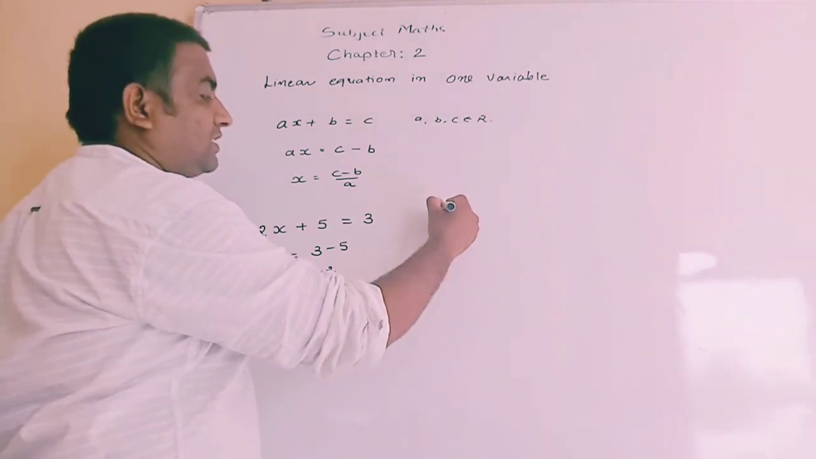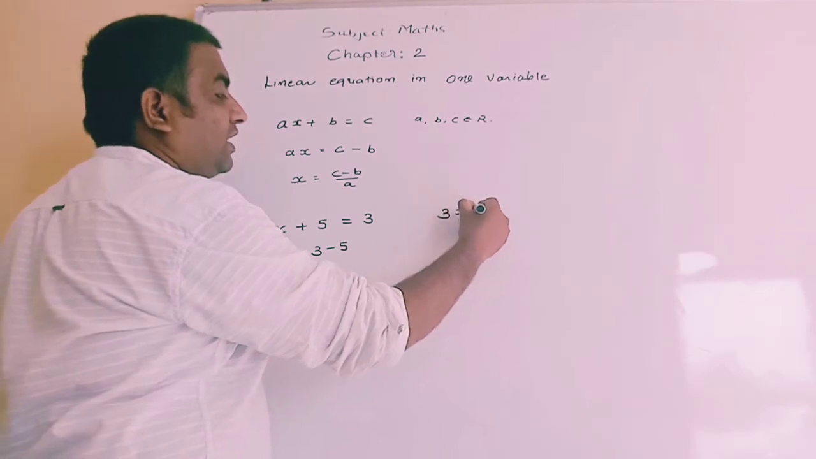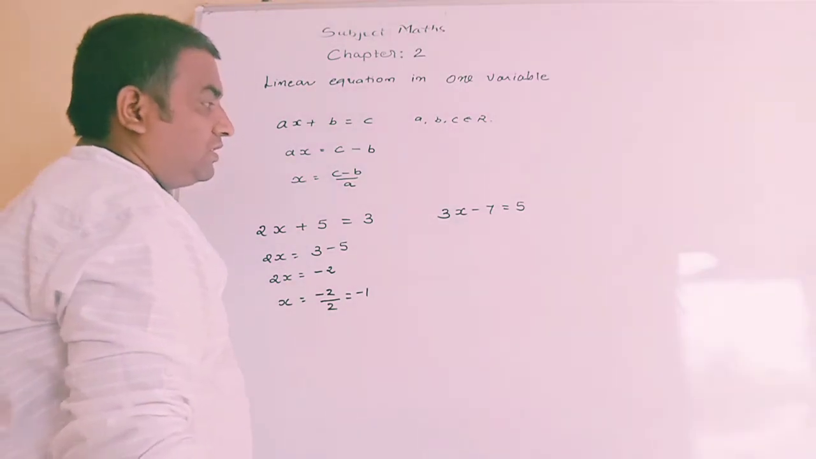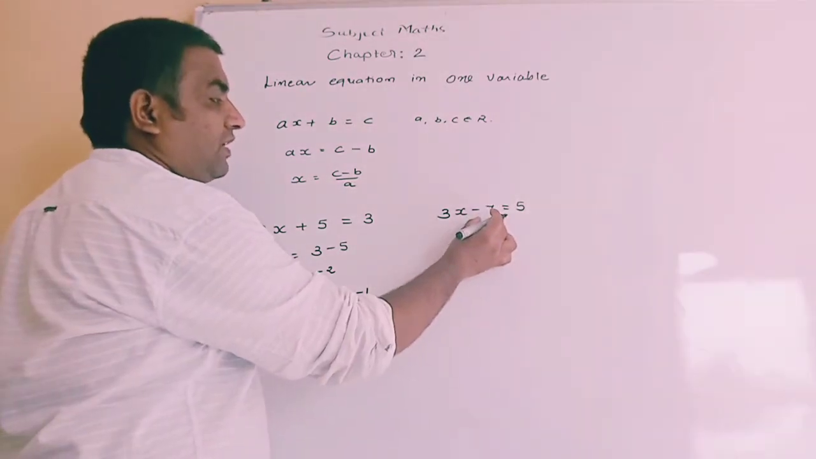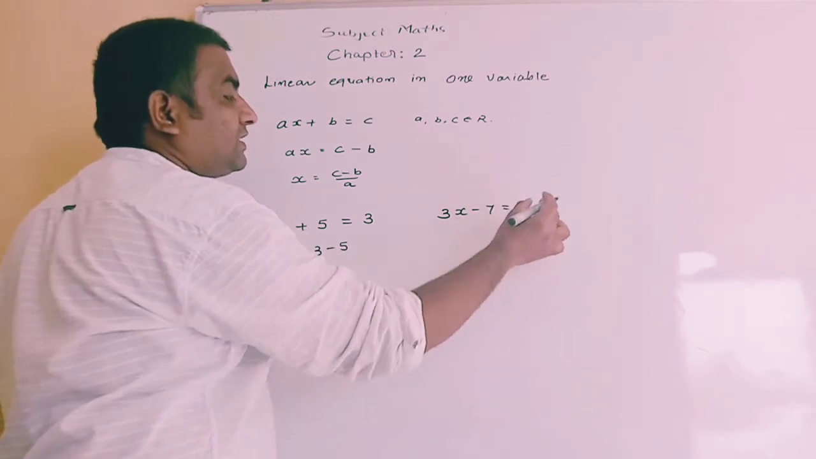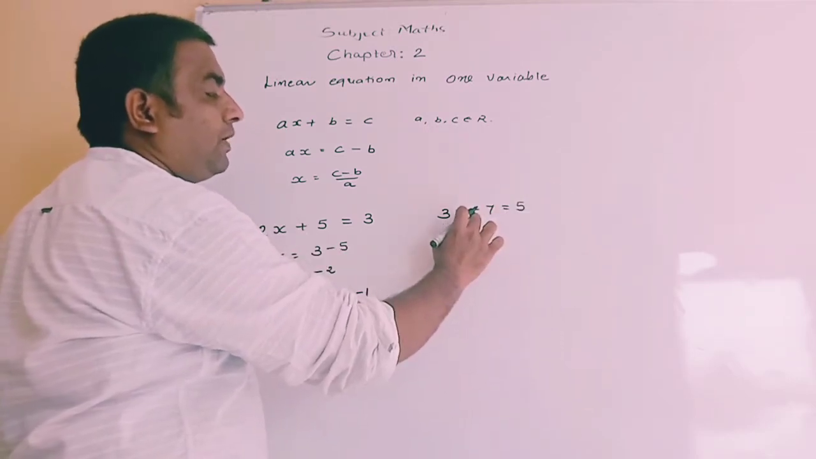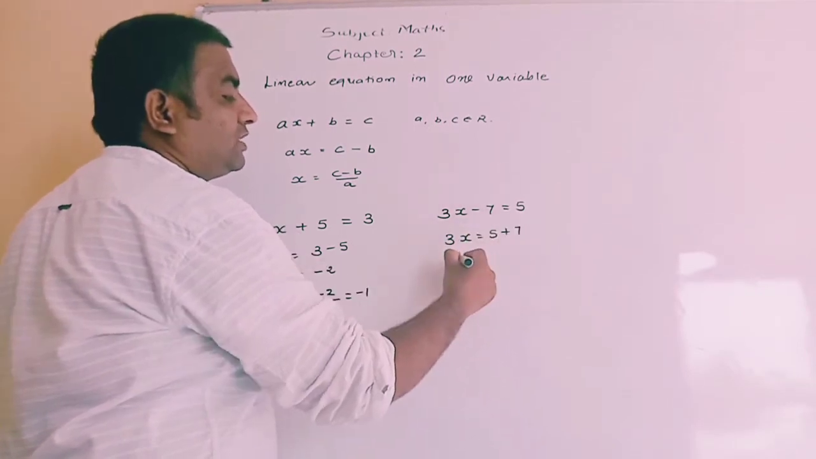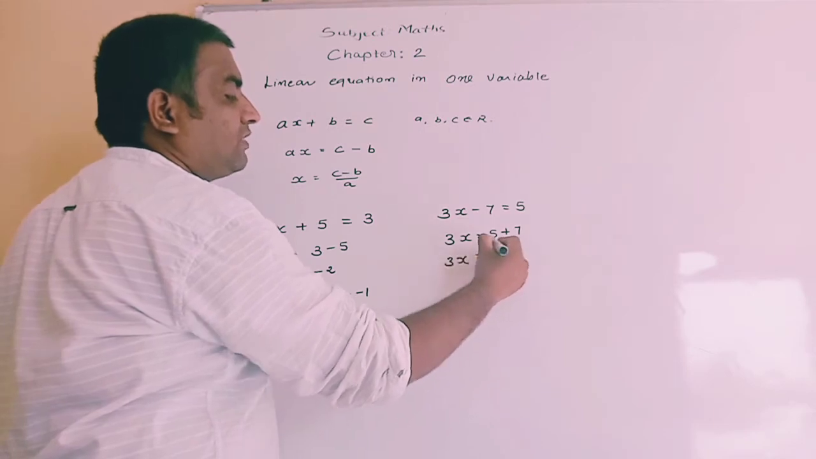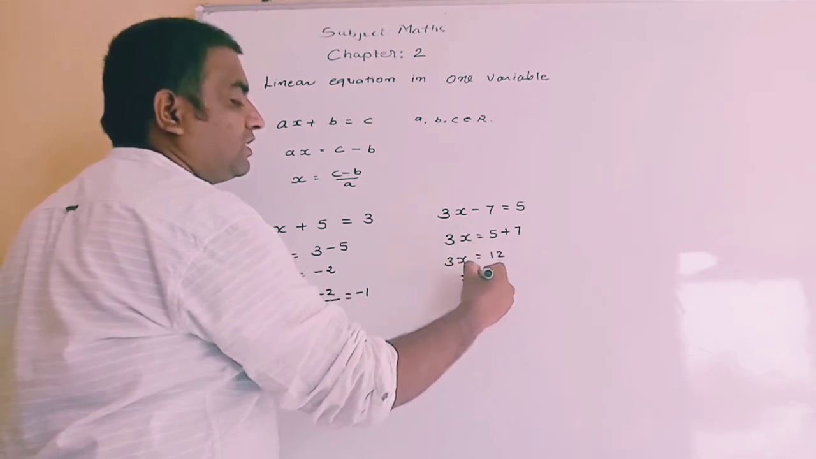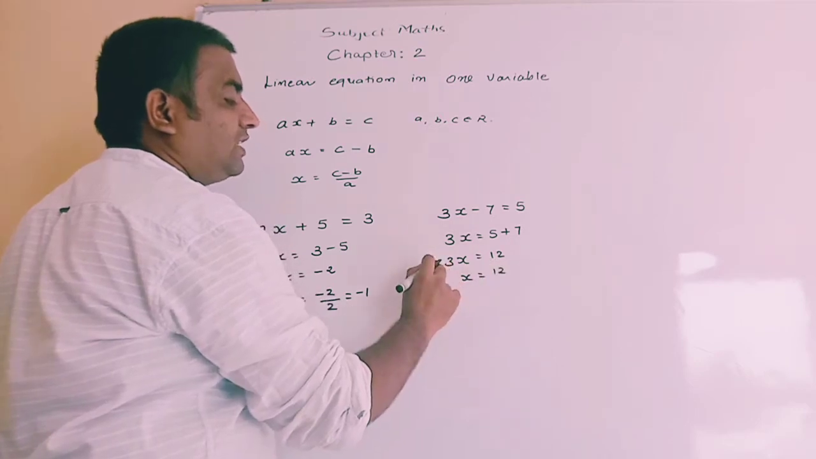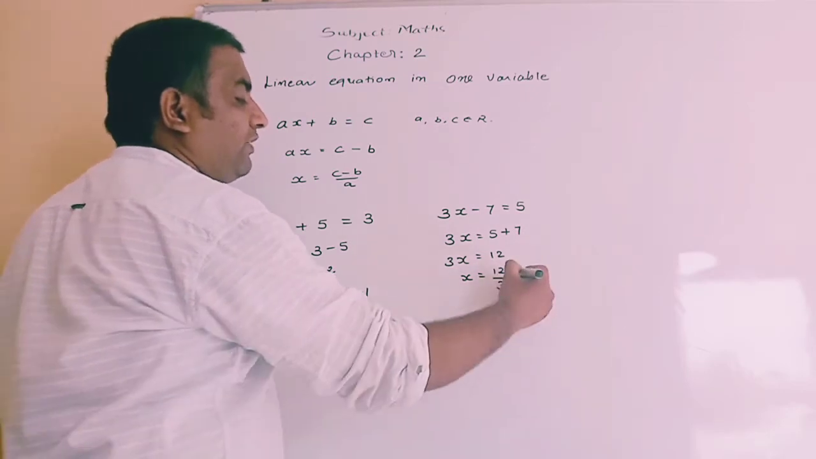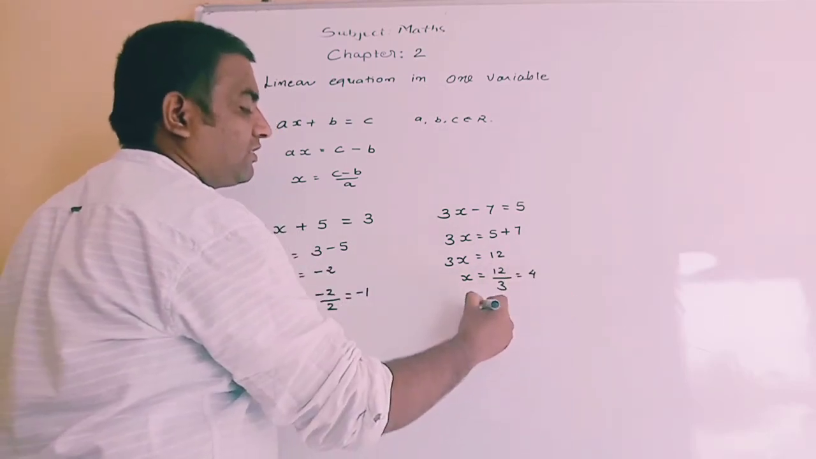Let me take another example. 3x minus 7 equals to 5. So minus 7 from left hand side we take to right hand side, minus will change into plus. So 3x is equals to 5 plus 7. So 3x is equals to 12. Now 3 is in multiplication relation, we'll go to the other side, we will convert into divide. So 12 divided by 3, that is 4. And so x is equals to 4.